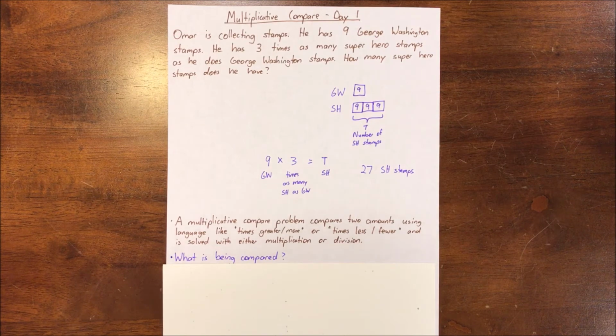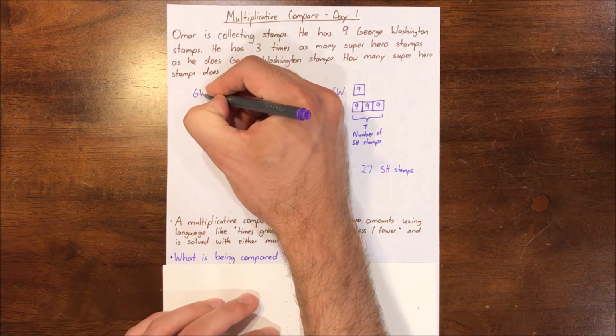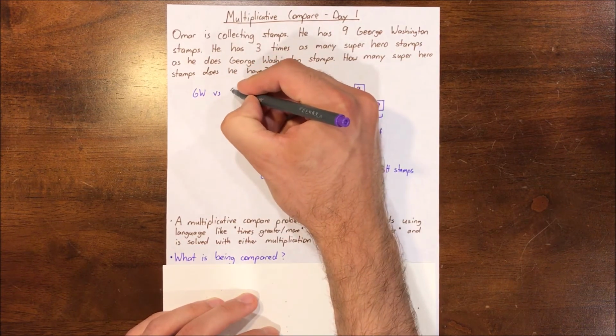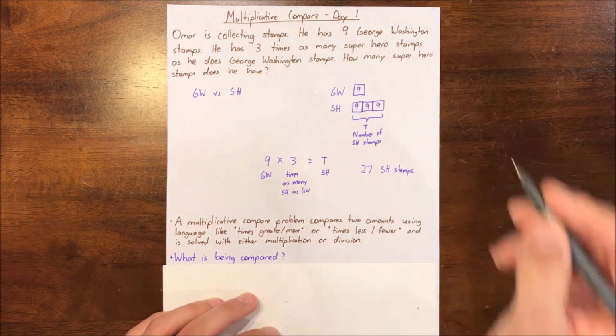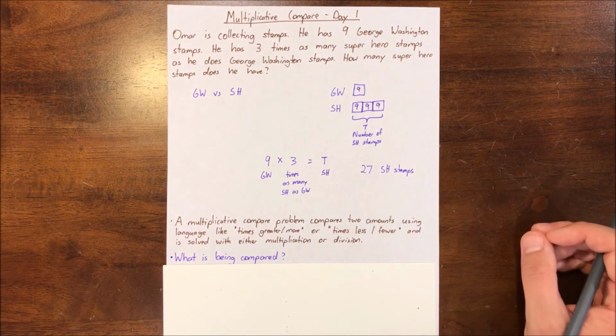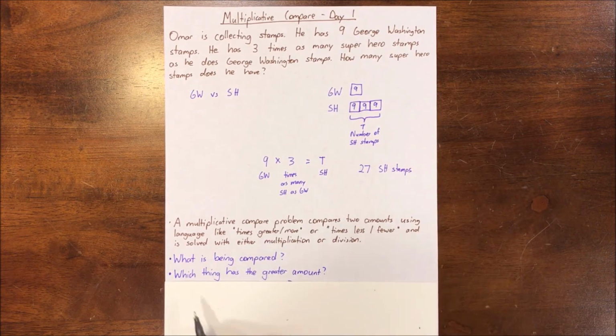Okay, so what is being compared in this problem? Say it out loud. Yeah. George Washington stamps versus superhero stamps. That's right. Okay. Then they said we could ask ourselves, which thing has the greater amount? Read this with me. Go. Which thing has the greater amount?